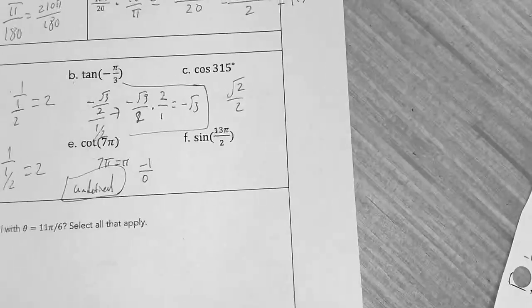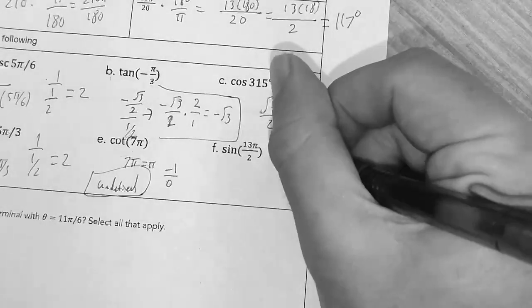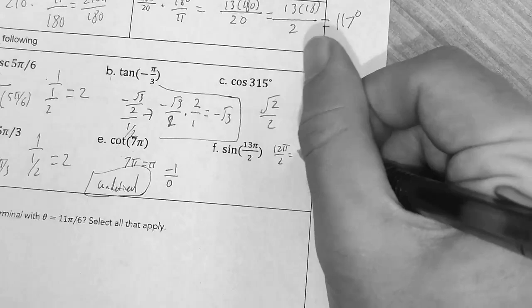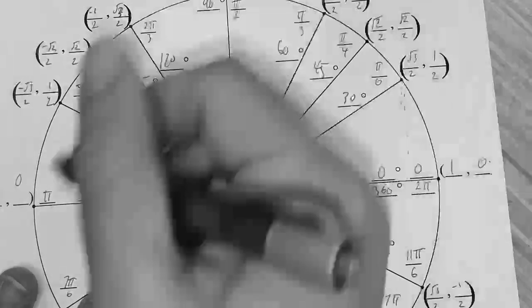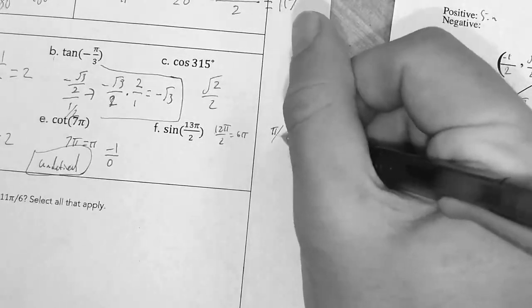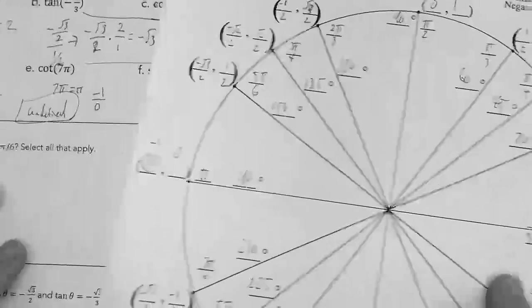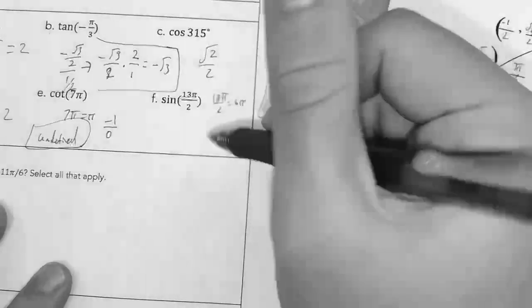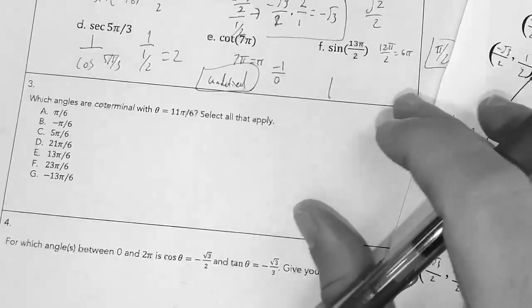Okay. Sine 13 pi over 2 is kind of a similar idea. This is many rotations around, because 12 pi over 2 is 6 pi. So what this means is we're going around 3 times for 6 pi. 1, 2, 3, and then what's left over is pi over 2. And so pi over 2 is left over. That's coterminal with 13 pi over 2. So sine pi over 2 is 1.